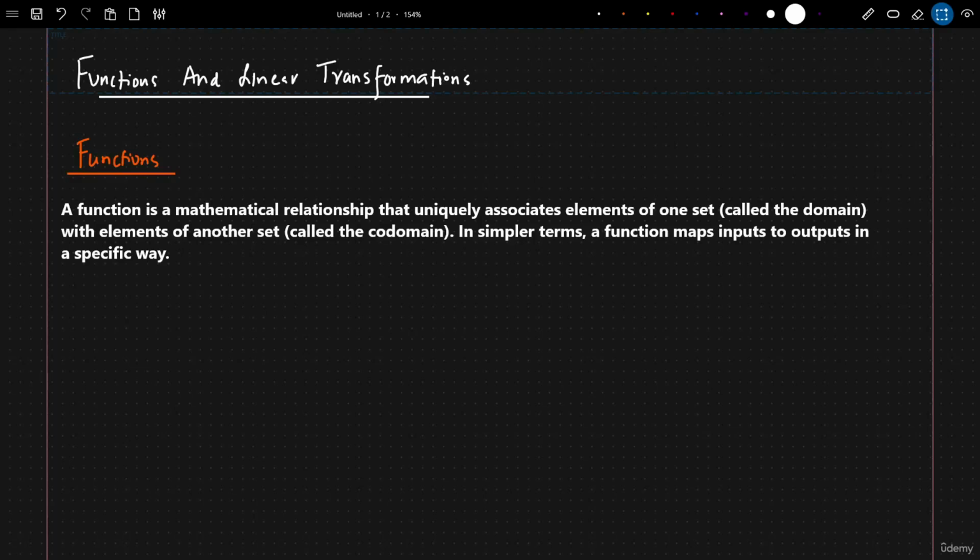Hello guys, so we are going to continue the discussion with respect to linear algebra. Now this series of videos coming up in this module is super important because we are going to discuss functions and linear transformations. Whenever we talk about functions, these are not like coding functions. We'll try to understand what exactly these functions are in terms of linear algebra.